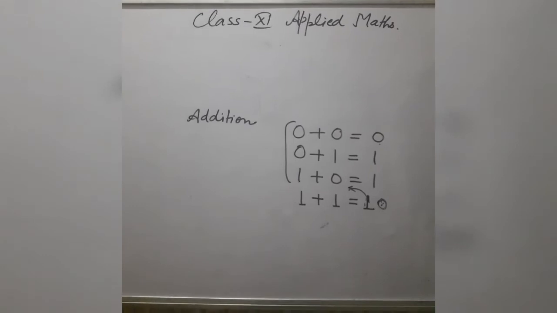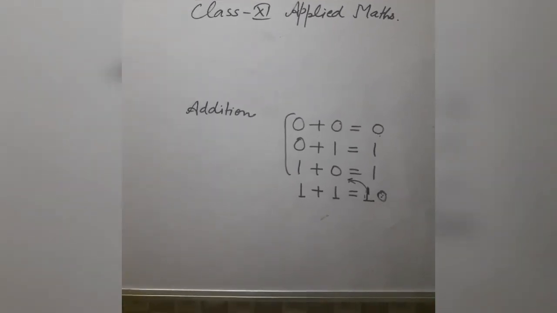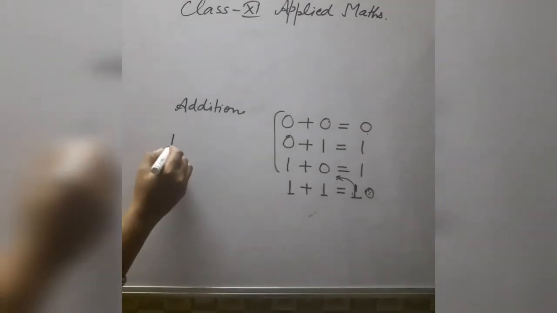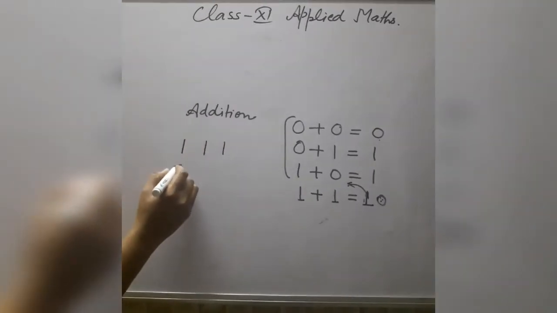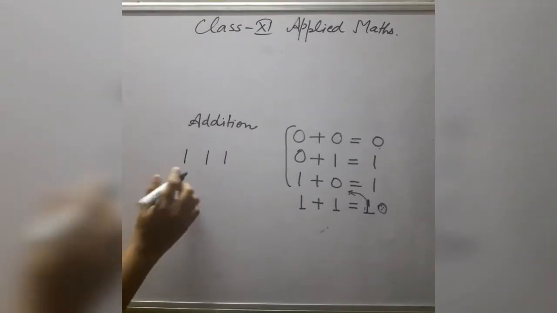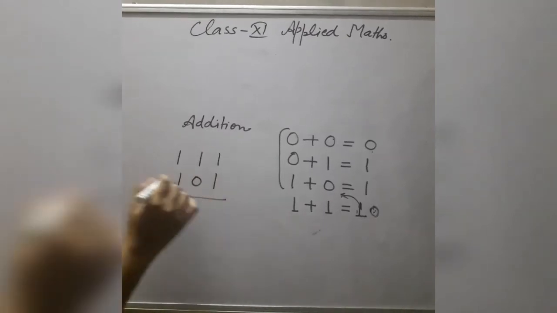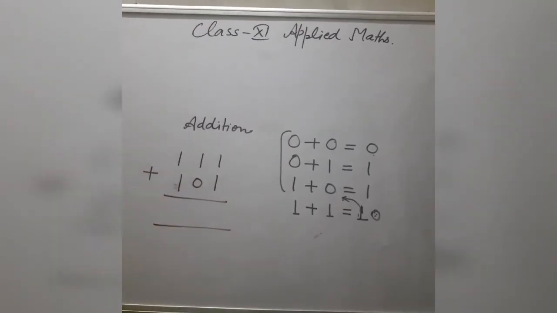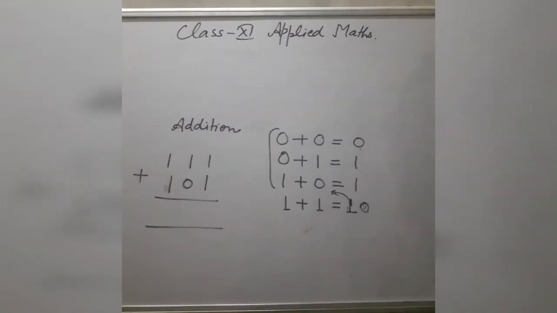Now clear it with any example. Suppose you want to take this example, 1 plus 1 0 1. You want to add these two binary numbers, suppose. So now see what is the sum of this.